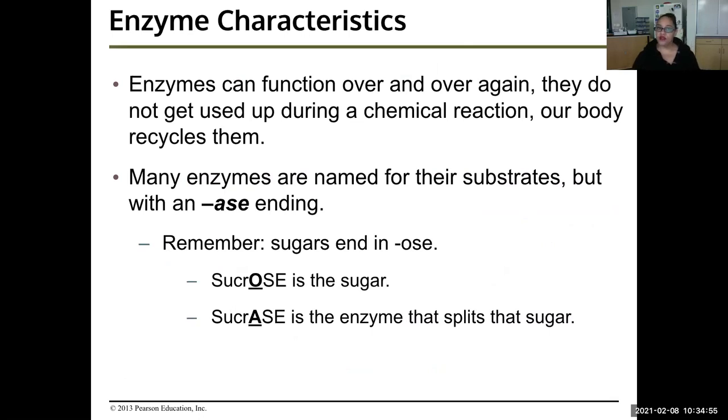Enzymes can function over and over again. They do not get used up during a chemical reaction. Our body just recycles them. Many enzymes are named for their substrates, but with an ASE ending, like we just saw. Sucrose got broken down by the enzyme sucrase, so it can get a little confusing, but if it's ASE, it's an enzyme. If it's OSE, it's a substrate or sugar. So remember, sugars end in ose, enzymes end in ase. Sucrose is the sugar, sucrase is the enzyme.